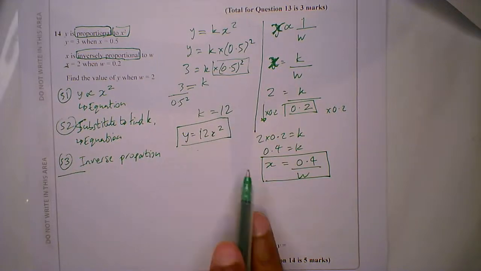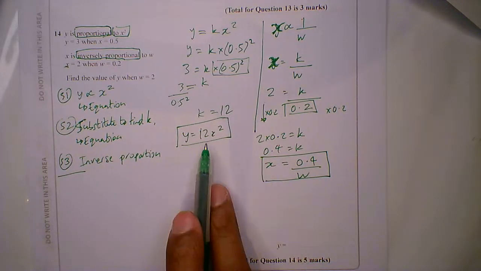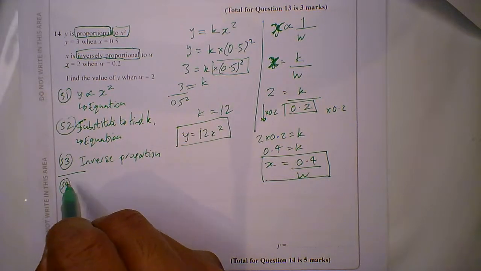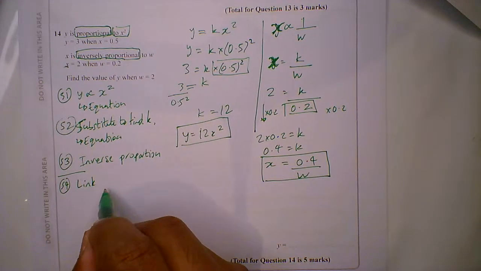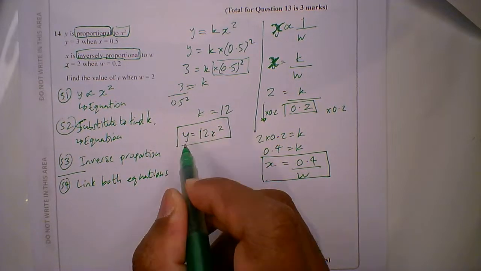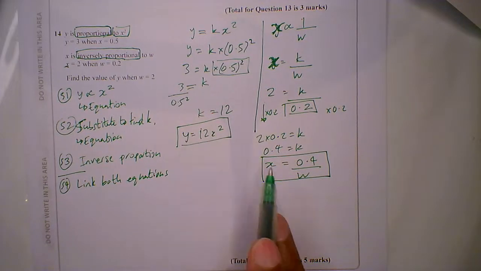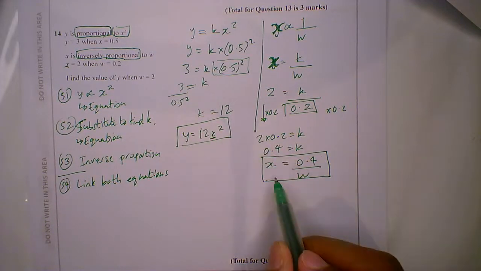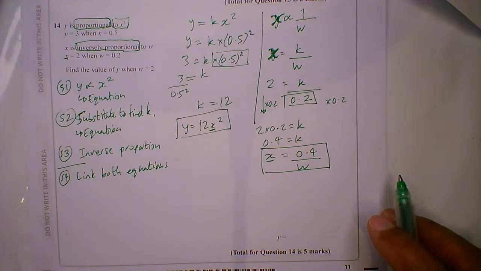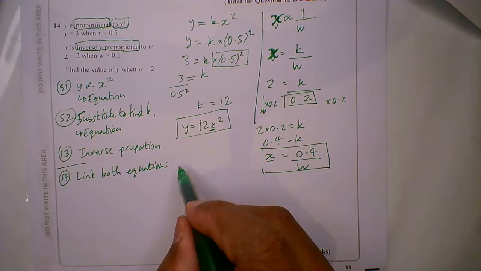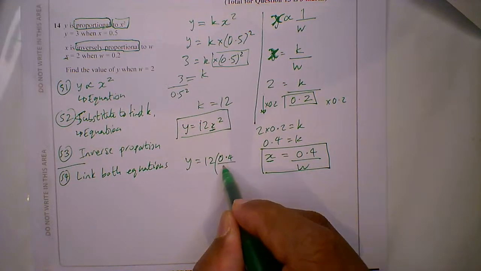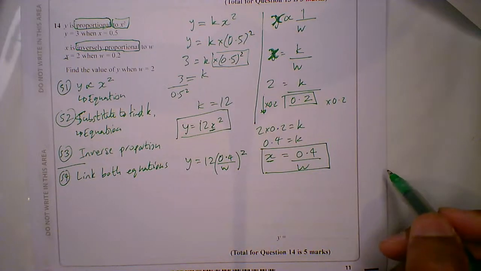Now, it's not telling me, but you can see there's an invitation here. There's a link here. So step 4 is I have to link both equations. If I look for a link, where's my link between these two? x and x. Can you see that's my link? So then I can just replace x with this. So y equals 12 bracket all of this, 0.4 over w, all squared.